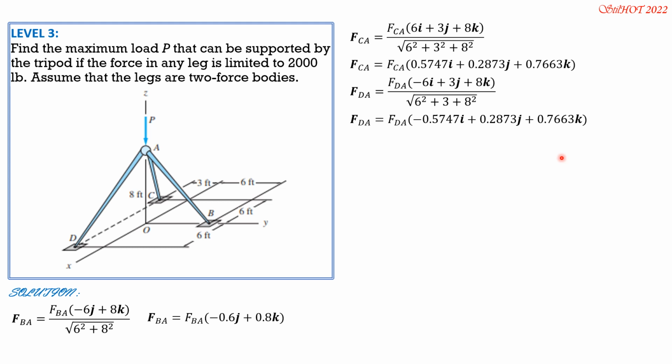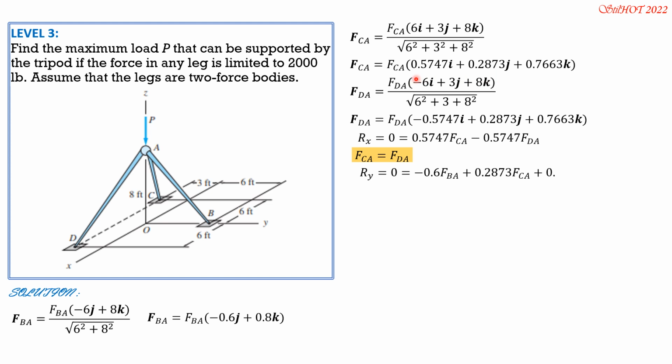Then equate Rx to 0. So it is equal to 0.5747 FCA, then negative 0.5747 FDA. FBA has no X component. So that means FCA equals FDA. So they are equal. Then Ry equals 0. Then we have negative 0.6 FBA here, plus 0.2873 FCA, then plus 0.2873 FDA. Since FCA equals FDA, 0.6 FBA equals 2 times 0.2873 FCA. So we can now express FCA in terms of FBA. 0.6 over quantity 2 times 0.2873 is FBA is 0.9577 FCA.